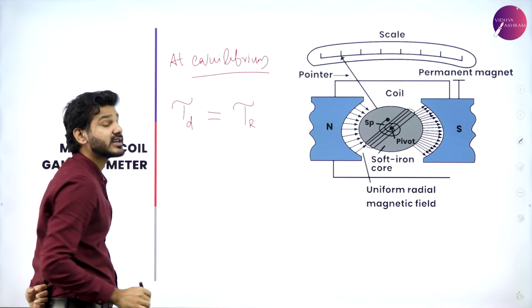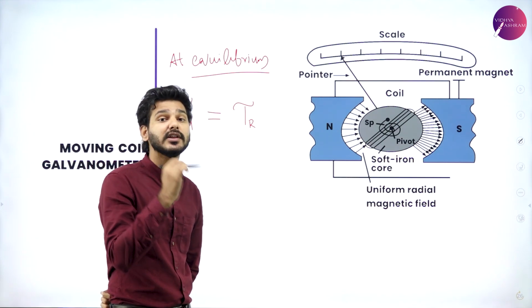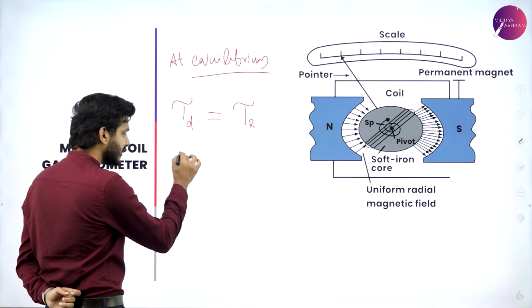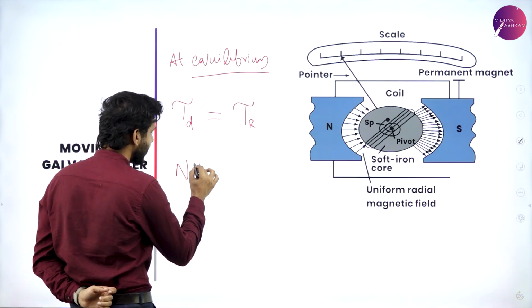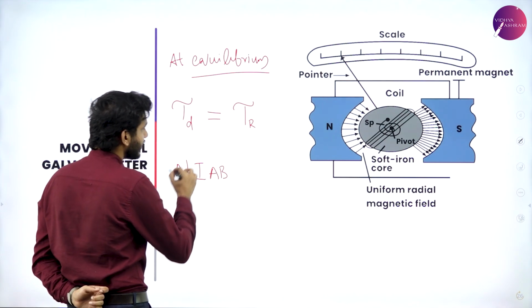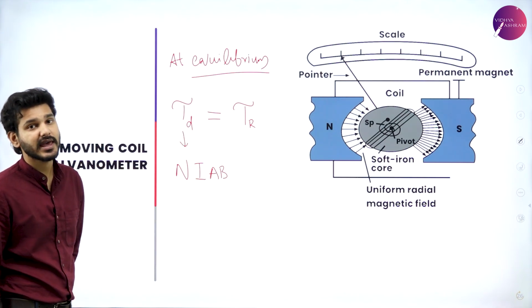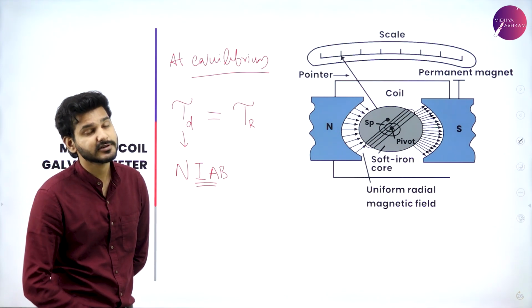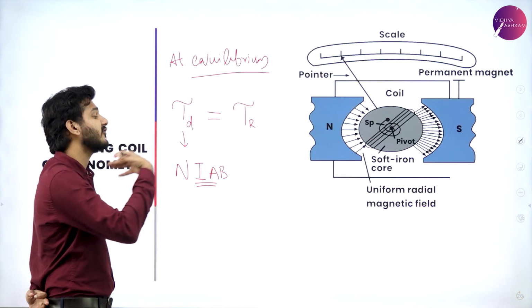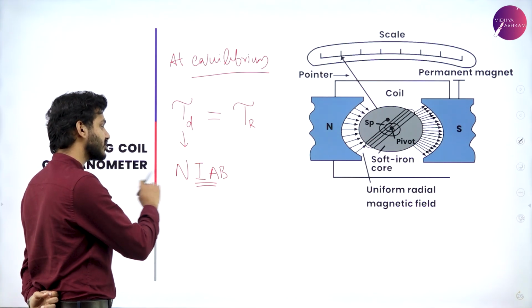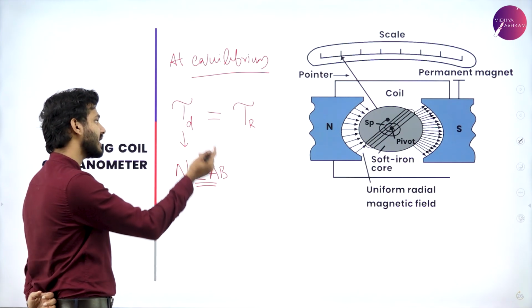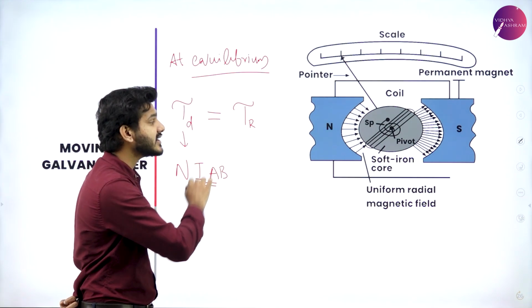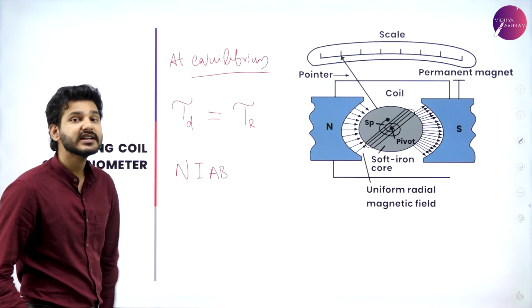Now we already know what tau d is from the previous derivations, and we know it to be NIAB, if there are N number of turns. This particular torque is written as NIAB. We already know that IA is nothing but the magnetic dipole moment, but we are not going to write it as such because we have further use for this equation. So I'm just going to write it as NIAB. Know that that is the deflection torque, or the torque experienced by the current carrying coil when kept in a uniform magnetic field. Now, what is the restoring torque?